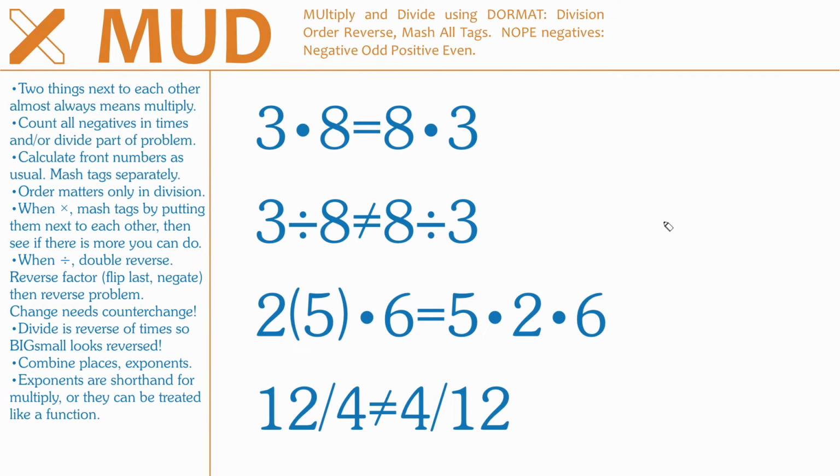We go deeper into multiplying and dividing using DOORMAT, and we encounter division order reverse. We're going to focus mostly on order in this section. The next one will cover the reverse. That doesn't make quite good English, but it's just an easy way to put it together and remember it. DOORMAT. So division order. Order matters only in division.